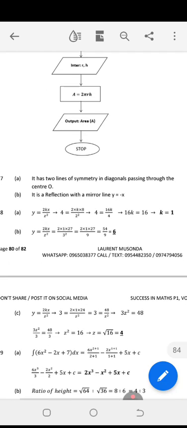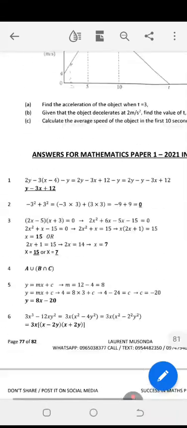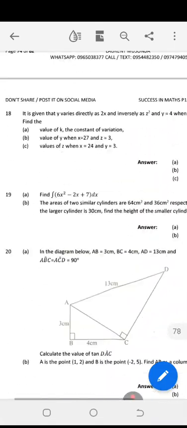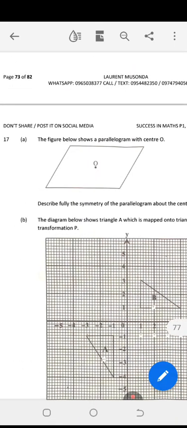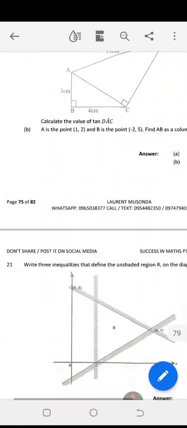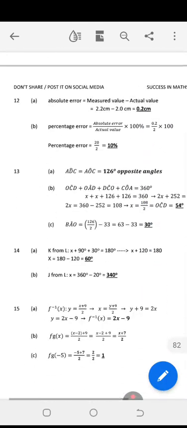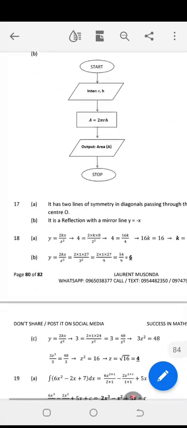They are saying it has two lines of symmetry. It is this shape here. They want you to find a line of symmetry for this shape. There are just two. A line of symmetry is simply a line that cuts a shape into two equal parts. And this shape only has two lines of symmetry. Then let's go to the next question.